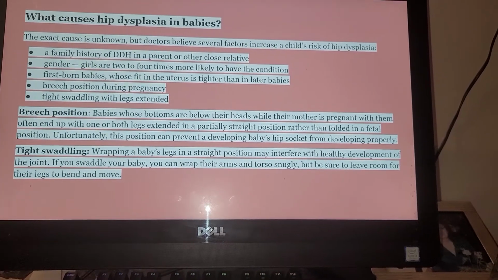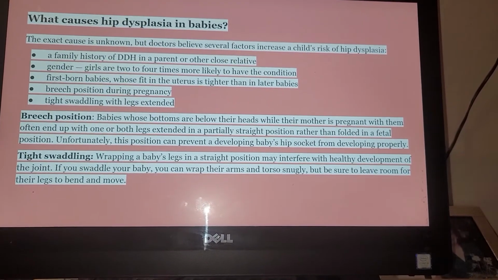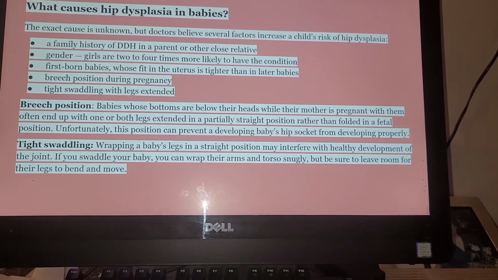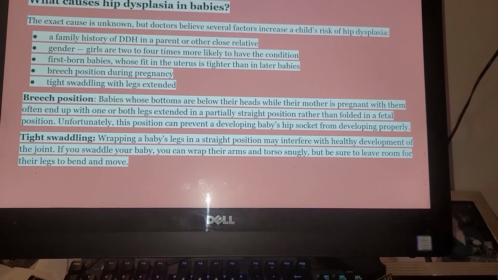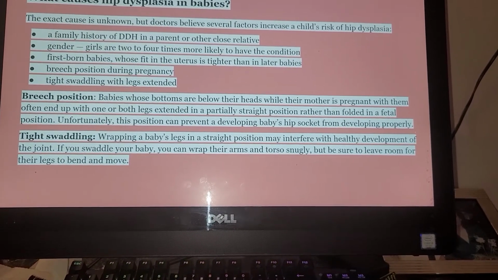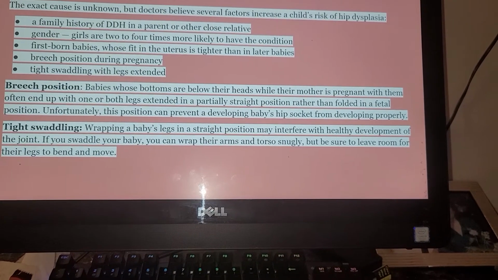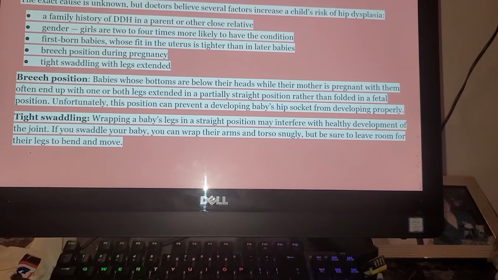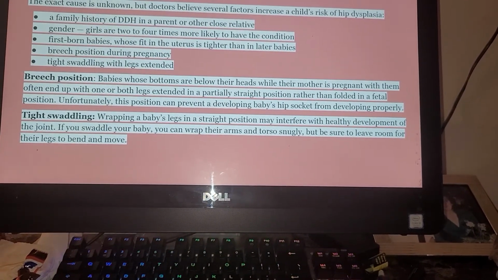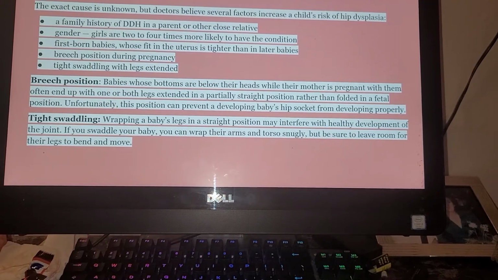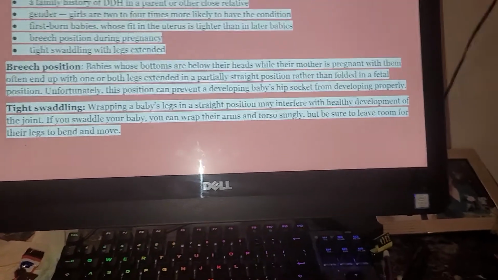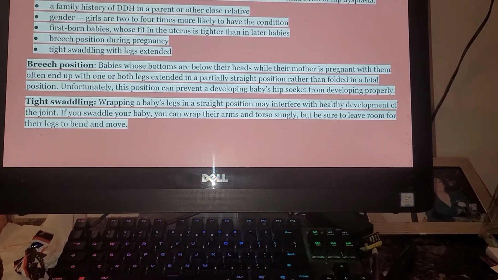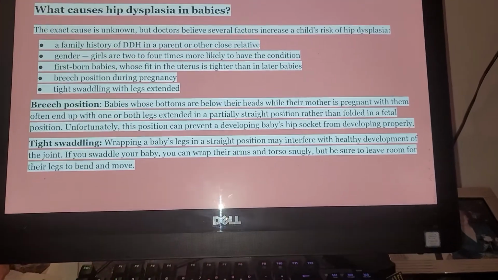So here's just a description. Breech position is where babies whose bottoms are below their heads while their mother is pregnant with them often end up with one or both legs extended in a particularly straight position rather than folded in a fetal position. Unfortunately, this position can prevent a developing baby's hip socket from developing properly. Again, tight swaddling, wrapping of a baby's legs in a straight position, may interfere with the healthy development of the joint. If you swaddle the baby, you can wrap up their arms and torso snugly, but be sure to leave room for their legs to bend and move.